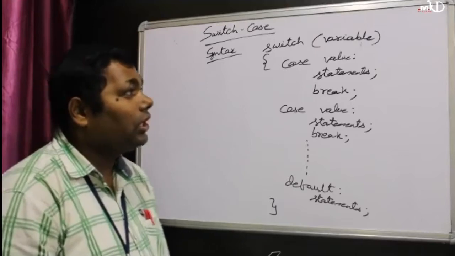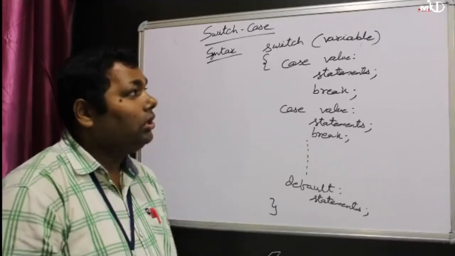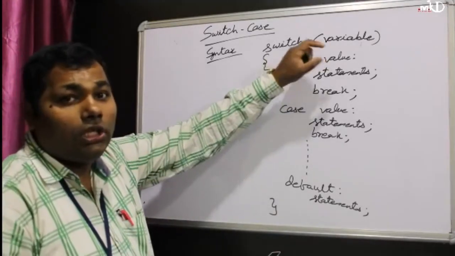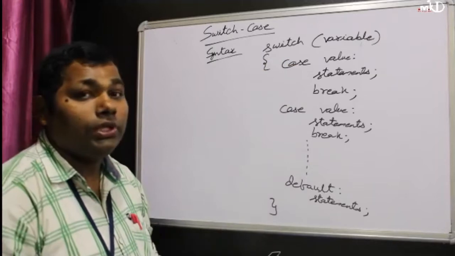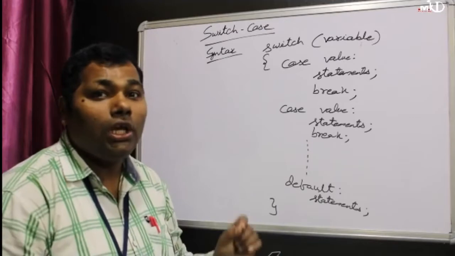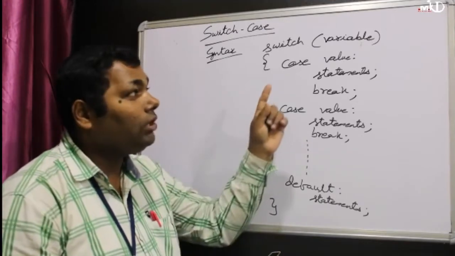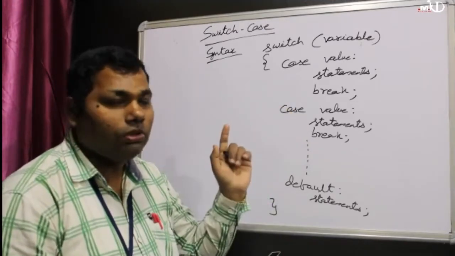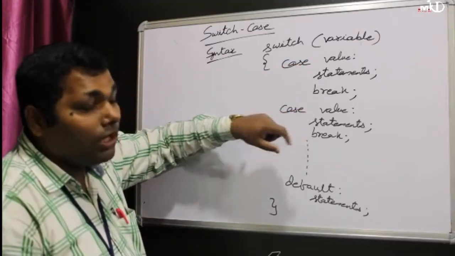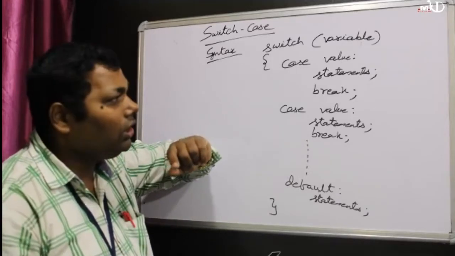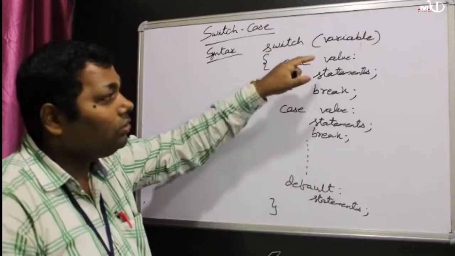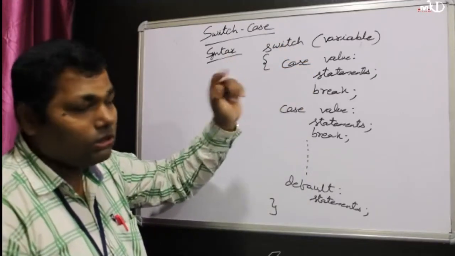So there are some rules. What are the rules? The first rule is this variable is an integral value variable. That means either we can take a character variable or we can take an integer variable. We never take float type or double type of variable. Second, these case values are unique values. We cannot write the same value for the number of cases.